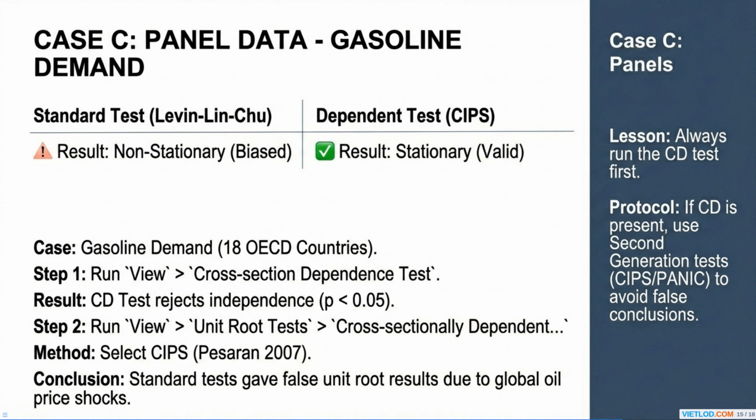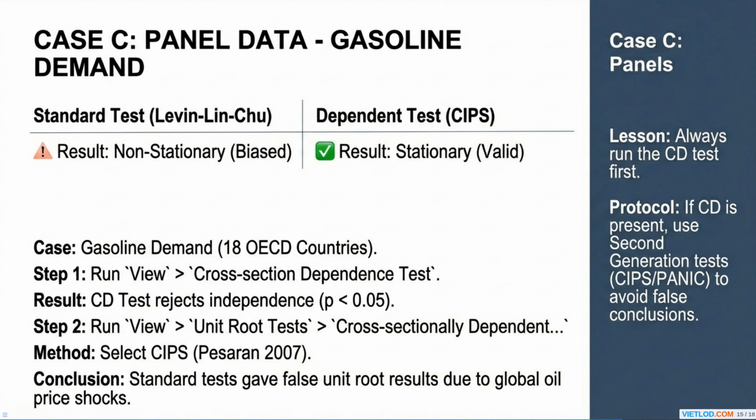Here, we analyze gasoline demand for 18 OECD countries. Given that global oil prices affect all these countries, we must suspect cross-sectional dependence. The first and most important step is to run a cross-section dependence test. The result shows a p-value less than 0.05, which means we strongly reject the null of independence. This confirms that a global shock, like an oil price change, affects all countries in our panel.